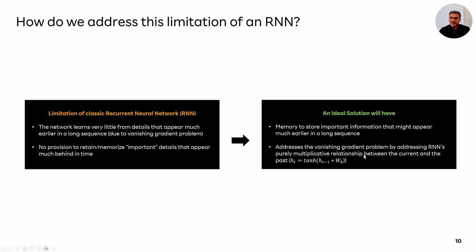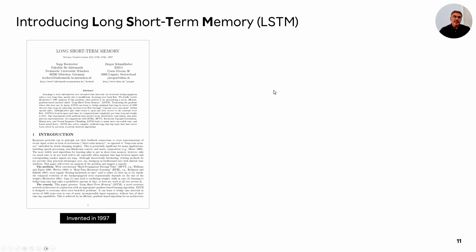addressing the multiplicative relationship that exists between the current context and the prior context. This is the multiplicative relationship that exists in an RNN. So by addressing these two, we will be able to solve the limitation of an RNN in processing a very long sequence. That is where a new form of an RNN, an optimization on top of a classical RNN called long short-term memory, also called LSTM, was introduced way back in 1997.